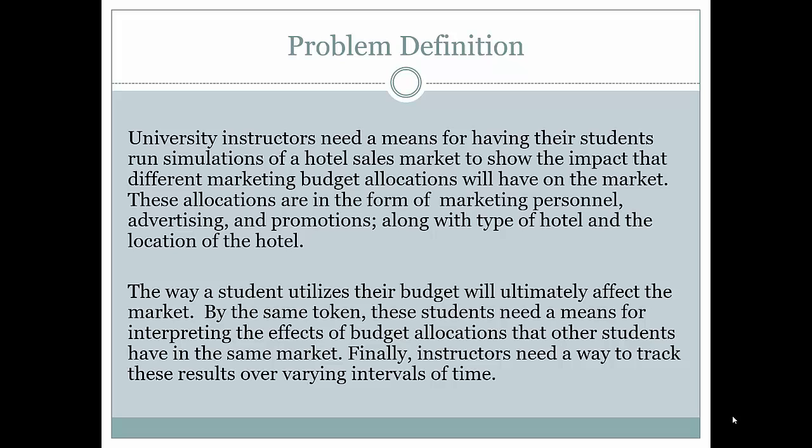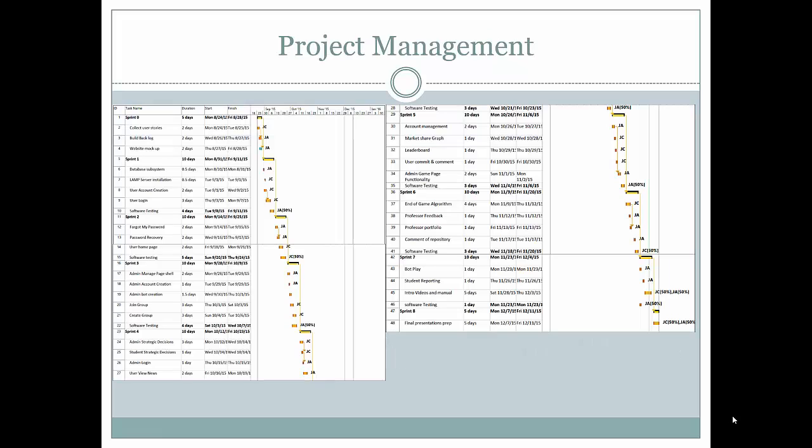By the same token, these students need a means for interpreting the effects of budget allocations that other students have made in the same market. Finally, instructors need a way to track these results over varying intervals of time.